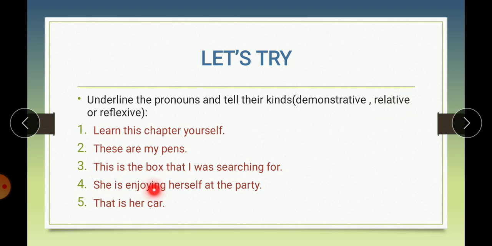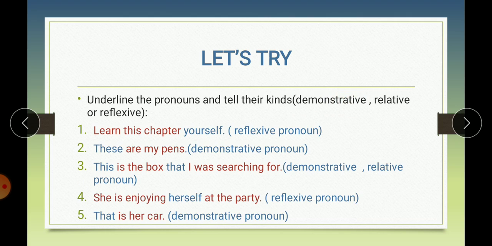She is enjoying herself at the party. Herself: words ending with self are reflexive pronouns. That is her car. That, followed by the helping verb is, is a demonstrative pronoun. So these are the answers to those questions.